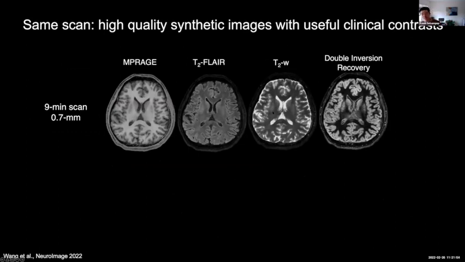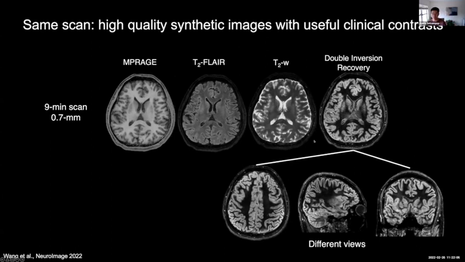Okay, so with this 9-minute scan, we can also generate, obviously, the synthesized images as seen here, and at this high resolution, you can view them at any viewing angle as well, since the voxels are isotropic. So you can appreciate the high quality data that we can get across these different contrasts.